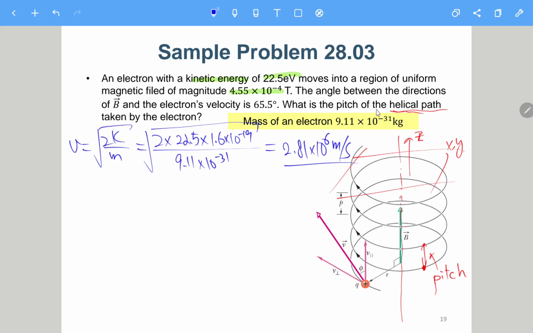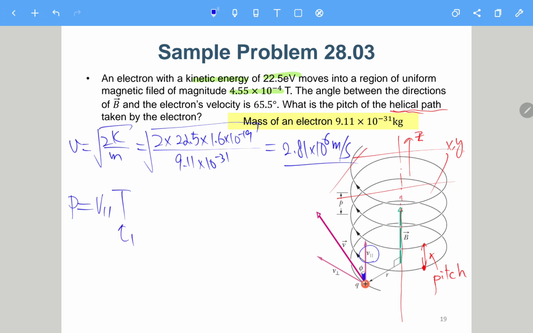And then it tells you that B and V has an angle of 65.5 degree. Okay, which means that this angle is 65.5 degree. So actually we can really calculate the pitch as V parallel times T, because in the Z-axis it moves in this velocity all the way, V parallel. And then T, what is T?